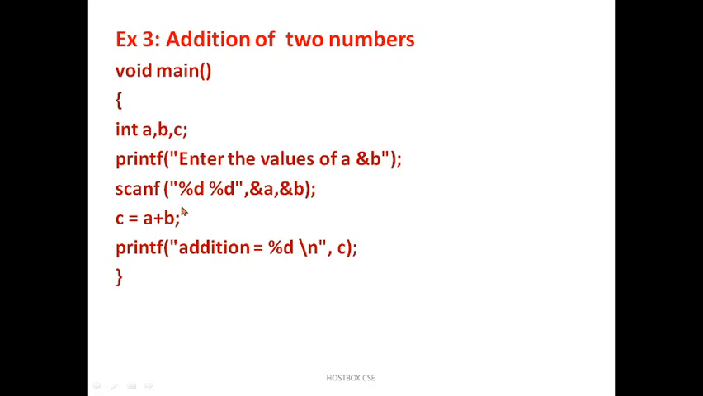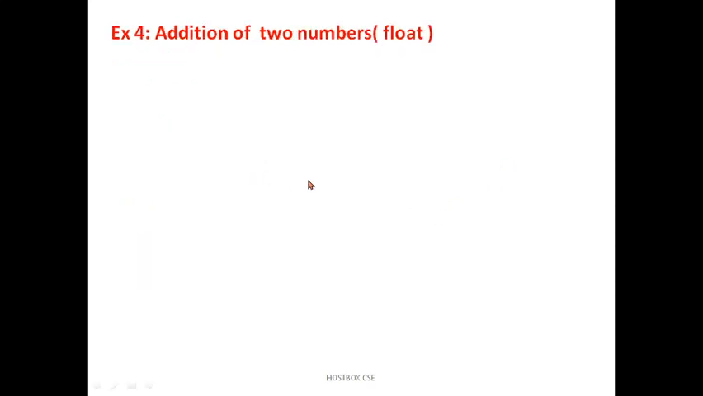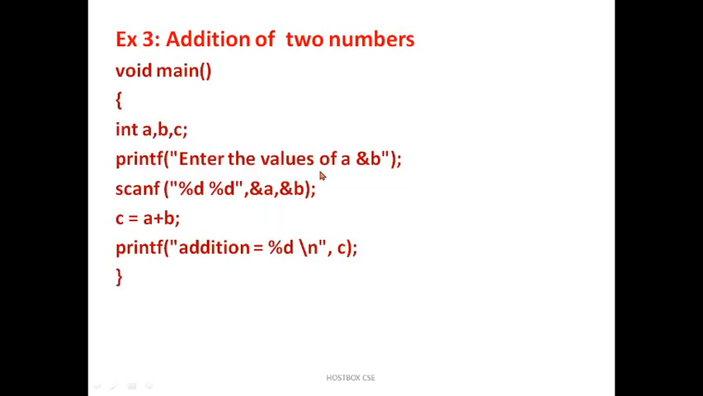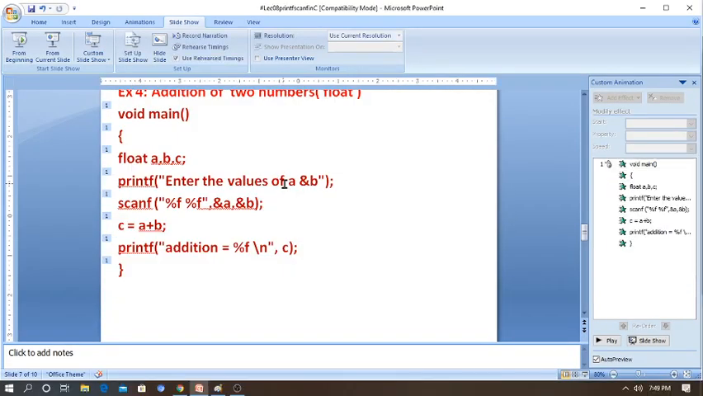I am going to write the additional word scanf percentage D and A and B. Now I want to see the result. I am writing addition A, addition is equal to percentage D slash n comma C. What is the use of slash n? That is print the result in the new line. So if you want, you can add 2 numbers, you can do it very simple and easy.